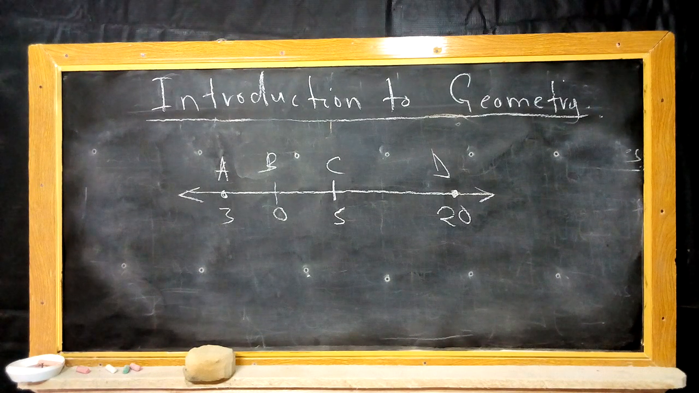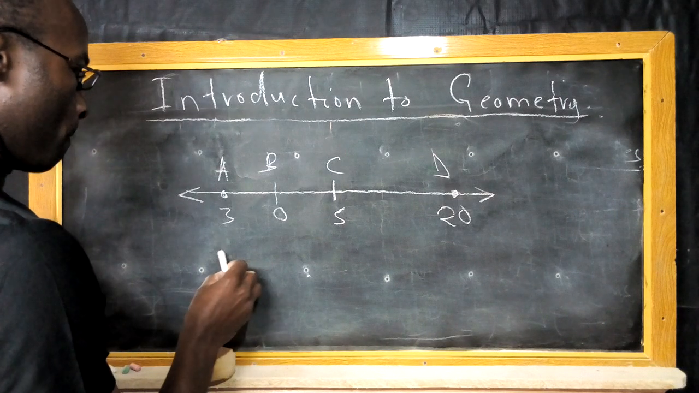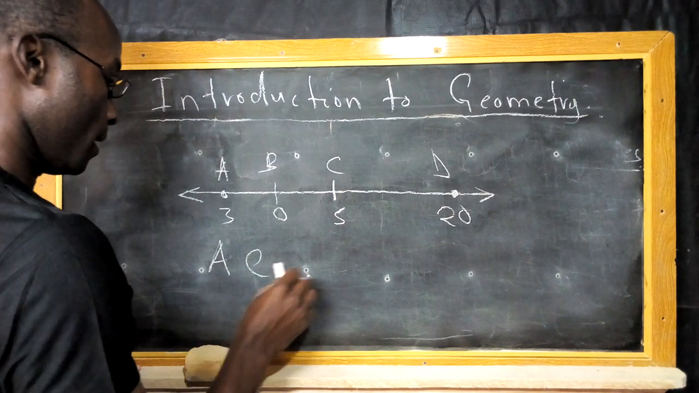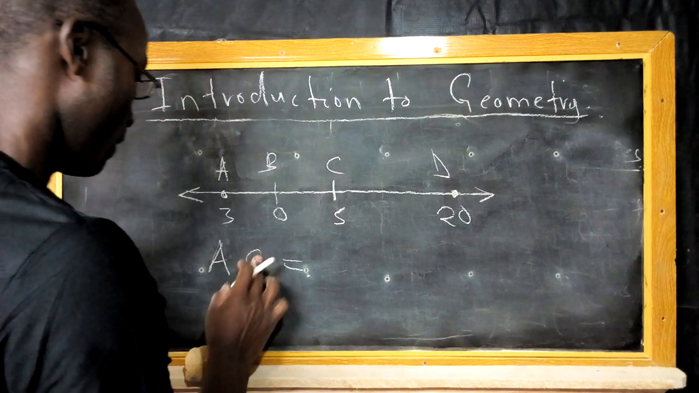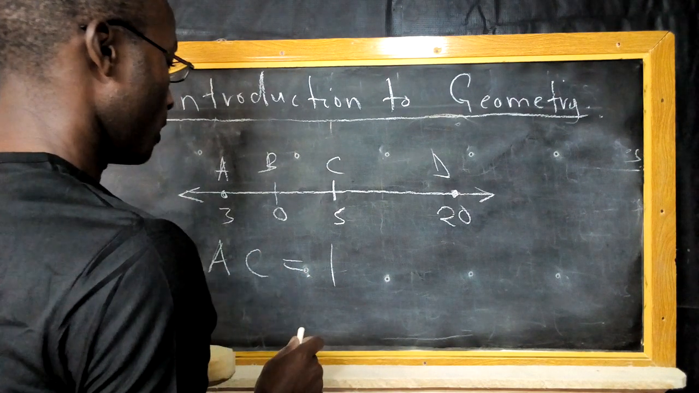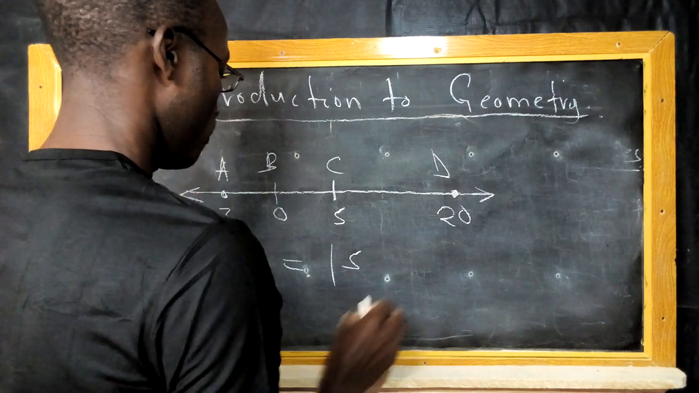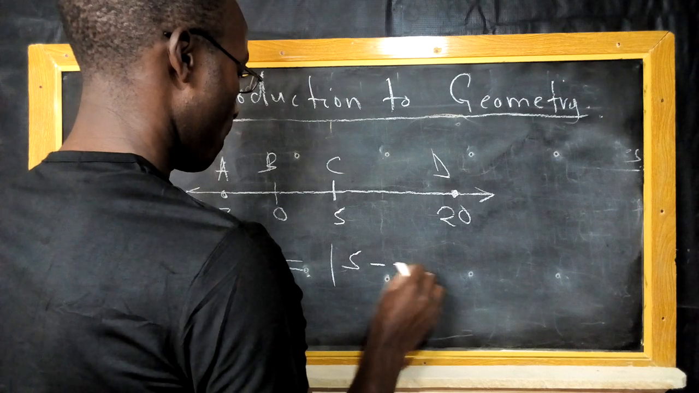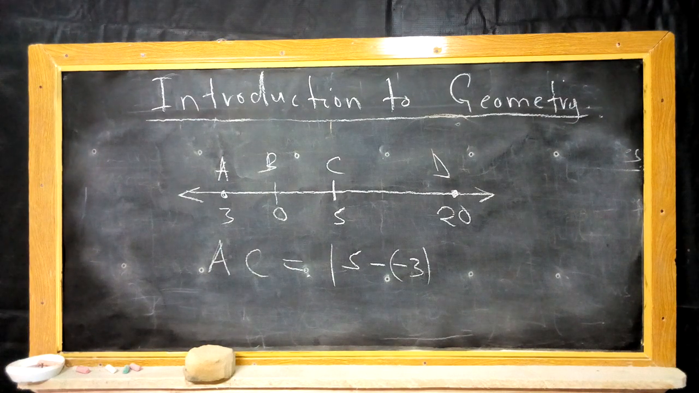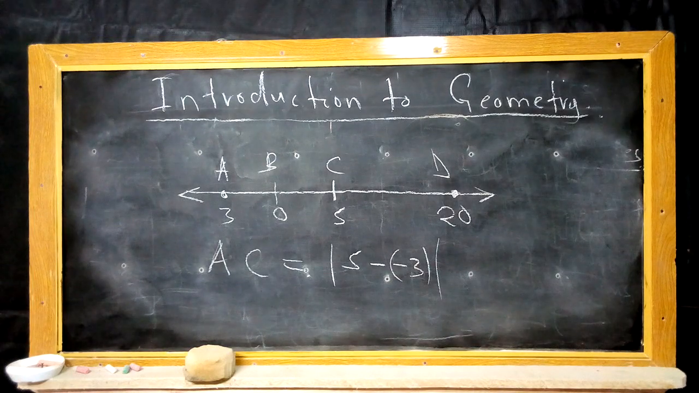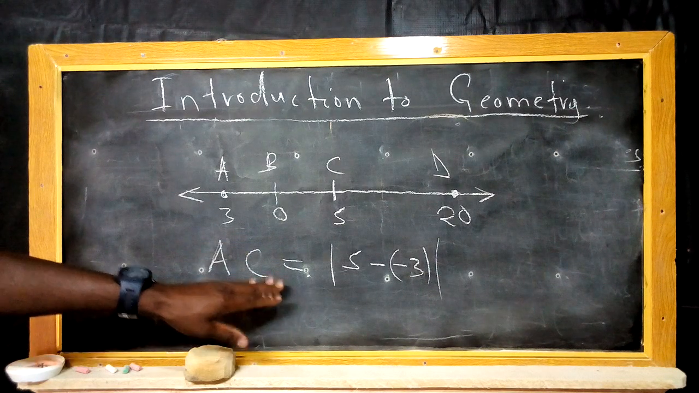So the distance between A and C will be the magnitude of 5 minus 3. So when we are trying to find the distance on the number line for those particular segments, or segments of a line as we just defined, we are going to consider the distance between A and B.